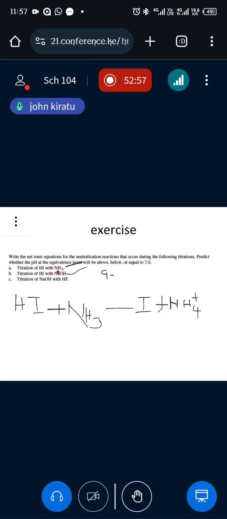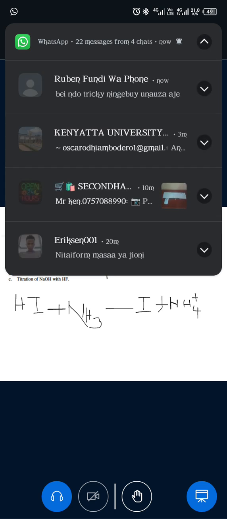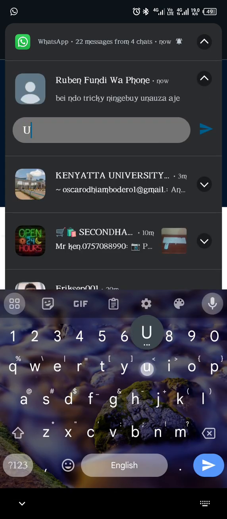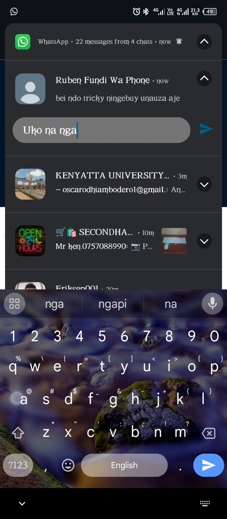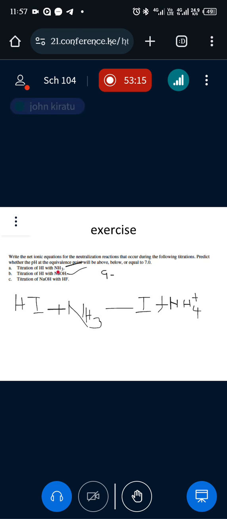We are getting a salt plus water. Salt plus water is 7. We have majority saying it is equal to 7. Remember, a salt is usually neutral, water is neutral. So is it equal to 7, above 7, or less than 7? Equal to 7.